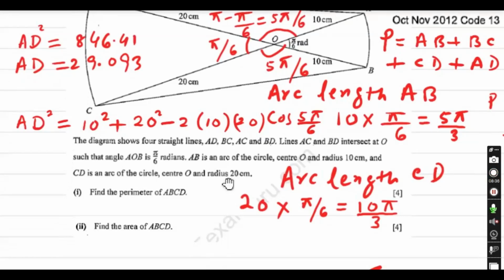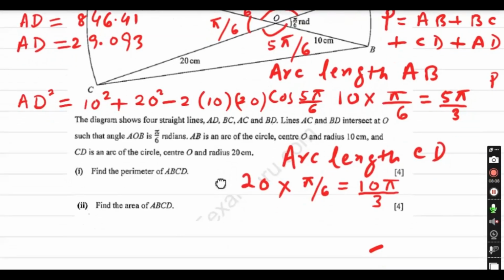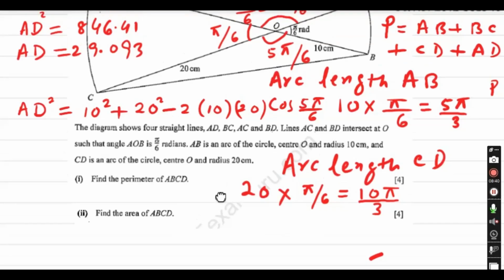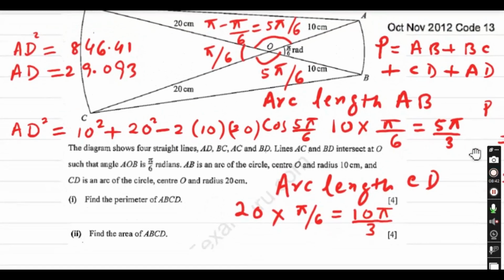Now see the next part. Find the area of ABCD. So again, first we have to make the setting. In order to find the area of ABCD, we have to split this whole shape into 4 parts. We are doing part number 2.